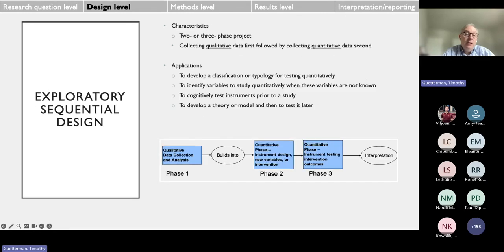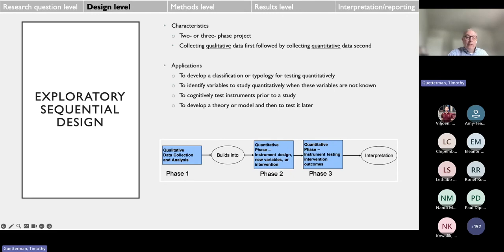Finally, there is the exploratory sequential design, and this is kind of the opposite of what I've talked about before. This is a two or sometimes three-phase project where you start qualitatively. That's what we see in this first box. We're starting by exploring qualitatively, and then we're using that to build to some kind of quantitative feature. That's the intent of the exploratory sequential design.